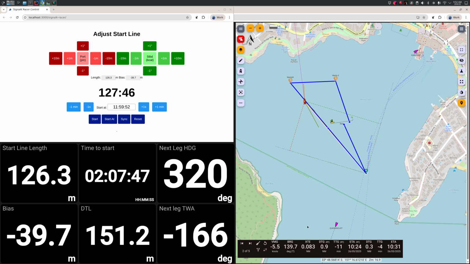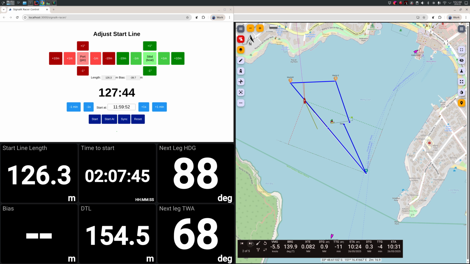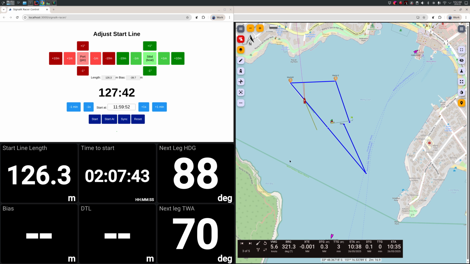And if I was on to the next leg, so I'm actually now going to where I'm heading, this here is the next leg from Manly West to Manly East. So it's telling me the heading is 88 degrees and the wind angle should be 73 on starboard. Just a quick crack at the work there.